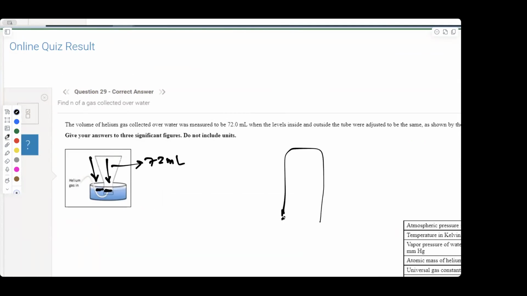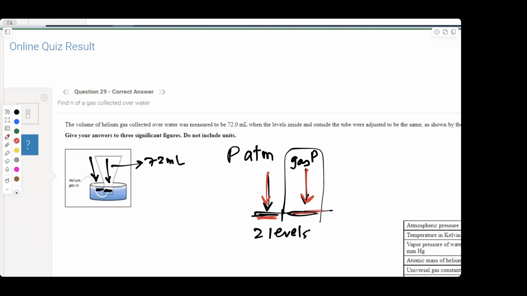This is the pressure of the gas. The gas is making pressure inside. There is one gas here making pressure, and there is atmospheric pressure here. Since the two levels are equal, this means that this pressure is equal to the atmospheric pressure. How did you know? Because if this was stronger, it would go down. And if this is stronger, this one will go down. Since they are equal to each other, this one is equal to this one. So this means that the pressure of gases is equal to the atmospheric pressure.